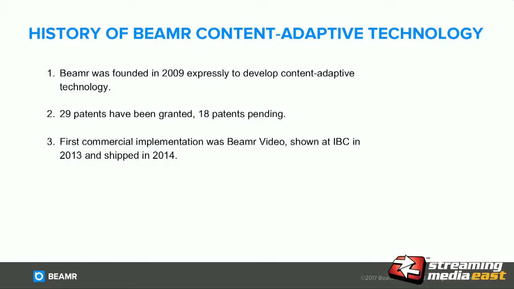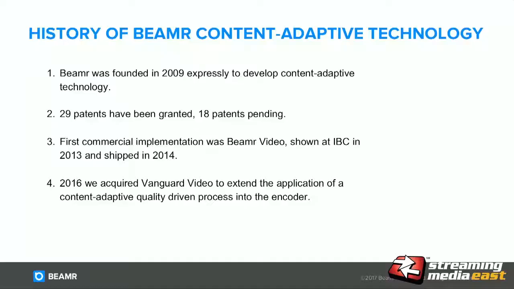Our first commercial implementation of a content adaptive solution was a product, actually it still is a product, called Beamr Video. It's been renamed Beamr Optimizer, but we introduced that product in 2013 at IBC, and we've been shipping it since 2014. So this is all just to give some validation, to help you see that we do know what we're talking about in this area. It is what our company focuses on.